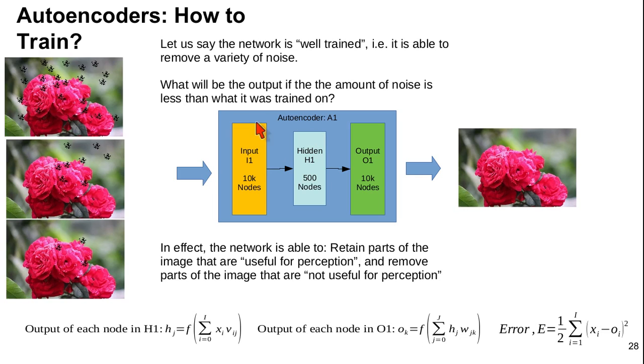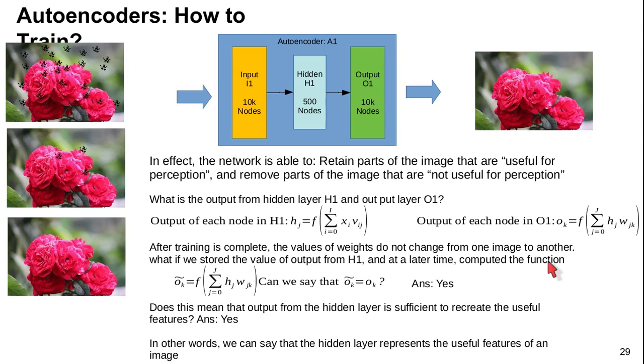In effect, the autoencoder A1 is able to retain parts of an image that are useful for perception and remove those parts of the image, such as this noise, which is not useful in the perception task. We have seen that the autoencoder that we just designed, the autoencoder A1, is able to remove parts of the image that are not useful for perception, like these noise, and it retains parts of the image that are useful for perception while creating the output image.